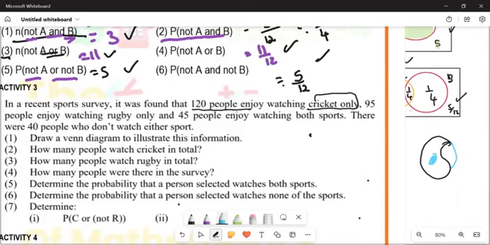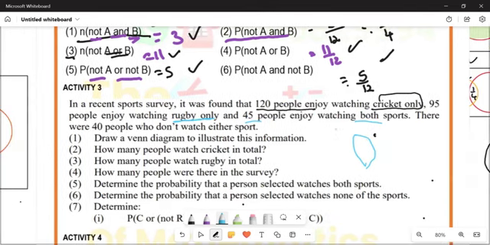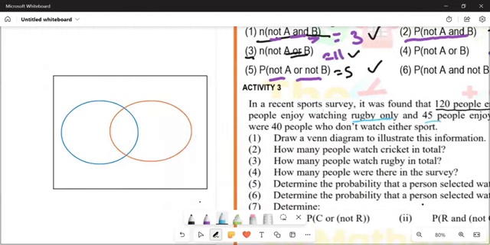And then they say 95 people enjoy watching rugby. Again, you see the only. And then they say 95 people enjoy watching rugby, 45 enjoy watching both sports. So what is both sport? Both sport is going to be the intersection. Now let's start with the intersection. We're going to start by putting things on the intersection.